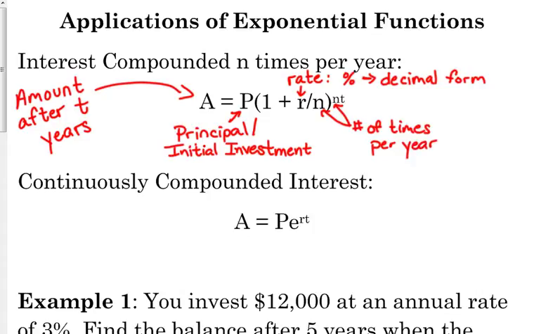So that could be monthly, weekly, quarterly, daily. They could just tell you 10 times in a year. That's really weird, but they could. Okay. And then T is the number of years.